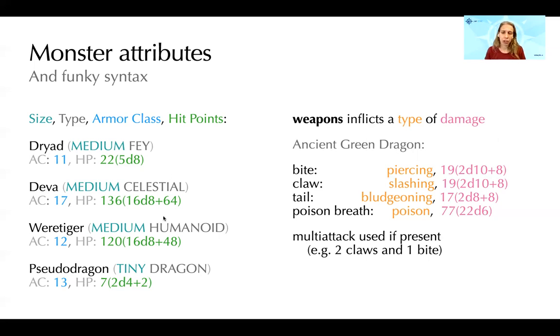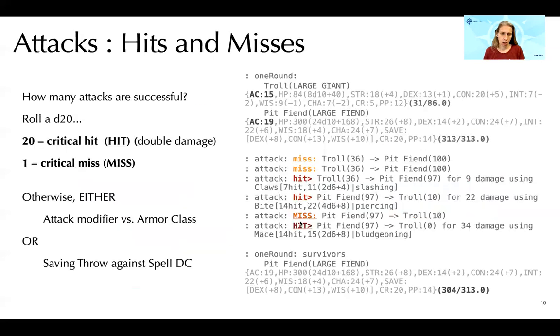The last thing I want to mention is that some of these monsters have multi-attacks. So they might have multiple attacks per one turn, which can really accrue some damage. When you're thinking about attacks, you have to think about hits and misses, right? So if I'm going to attack a monster, I will roll a d20 to see if I hit.